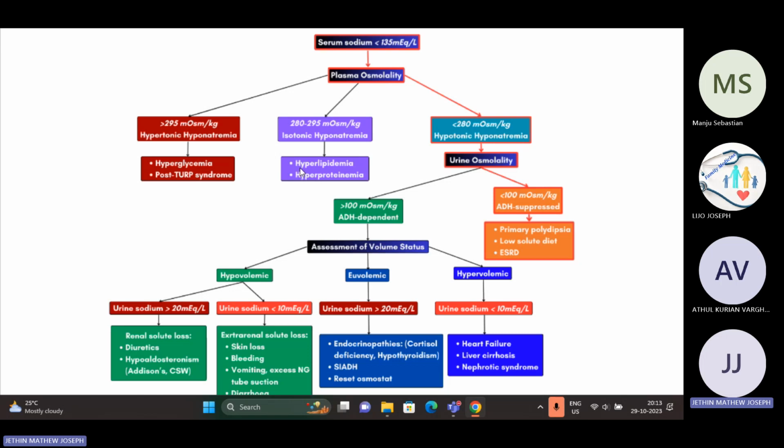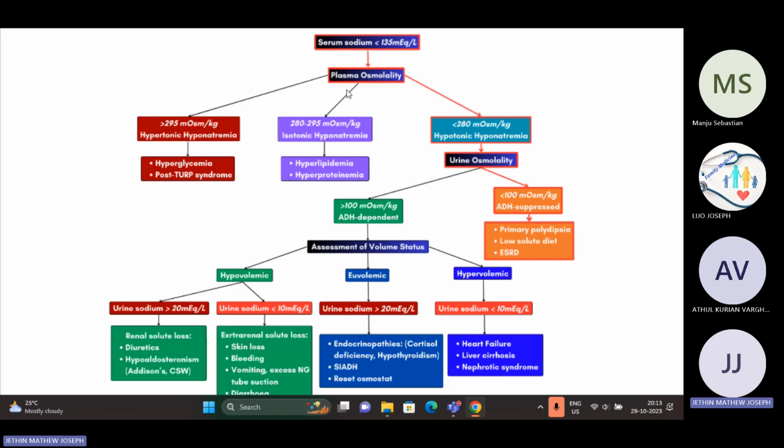Welcome to the eighth webinar of the Rural Service Bootcamp. Today's session will be on hyponatremia and management of hyponatremia. We've already covered the diagnostic approach to hyponatremia in the last session. Today's session will be moderated by Dr. Manju Sebastian, an assistant professor in general medicine in SR Medical College, Chennai. Welcome, ma'am. Without further ado, we'll be beginning the session.